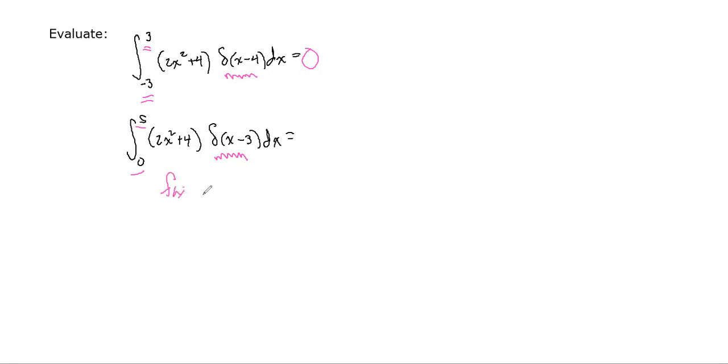So this is f of x, and this is delta of x minus 3 dx. And there's some interval, but 3 lies within the interval, so that's great. So this is f of 3. So I just evaluate that at 3. 3 squared times 2 plus 4 is 22. So that's the beginning primer on Dirac delta.